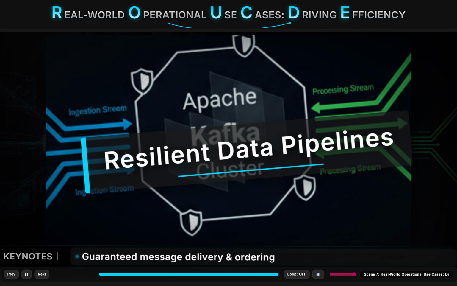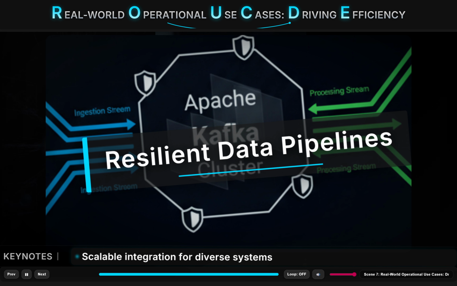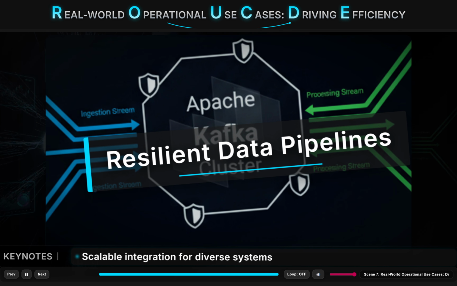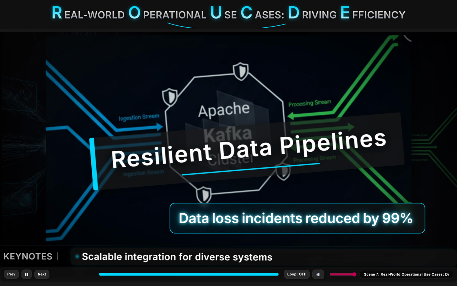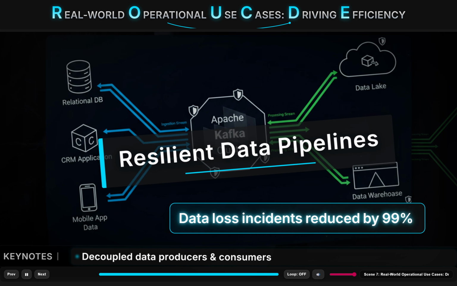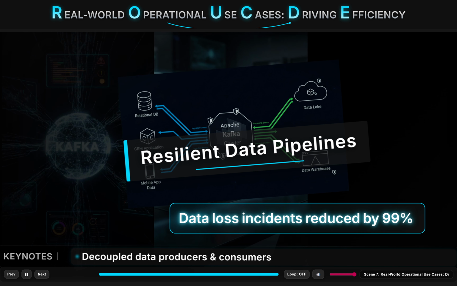This directly addresses those nagging concerns about data durability and production readiness that often come up in discussions. Kafka becomes the robust, intelligent conveyor belt system for your factory floor, ensuring every component gets the exact materials it needs, precisely when it needs them, without dropping a single part along the way. The outcome? Data loss incidents can plummet by 99% or more, ensuring the integrity of your most critical information flows.